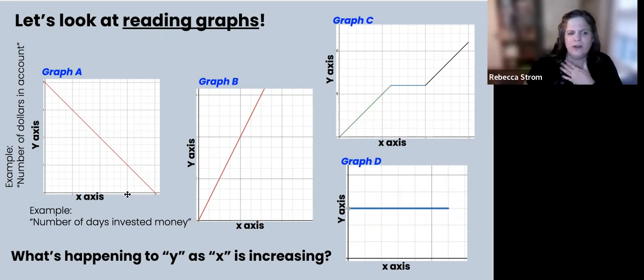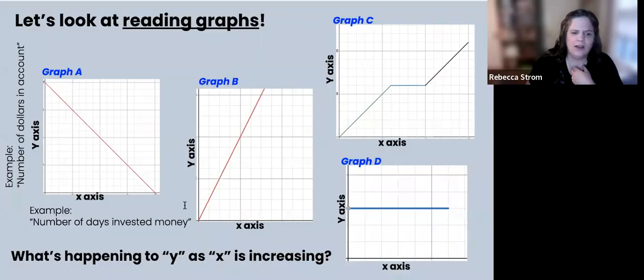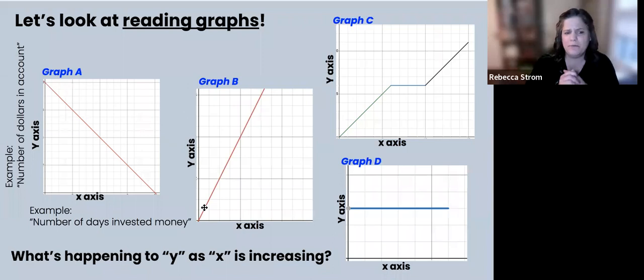So what would you notice about graph B? And here, as my X is increasing, we have a constant rate of change, as Andy's pointing out. And how do we know it's constant? What makes it constant in that picture? It's a straight line, exactly. So it didn't change. The second one, as I read from left to right, my Y value that matches that relationship keeps going up.